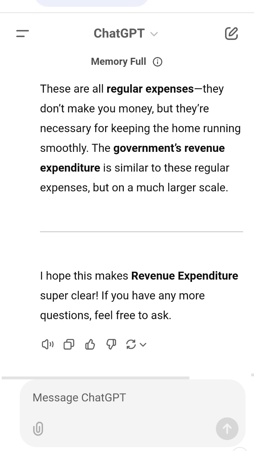Recap of revenue expenditure, what it is, example, and its bills. Day-to-day government spending, paying salaries, subsidies, maintaining law and order. It doesn't create assets or returns once spent. Regular expenses like bills, government paying for services and programs. I hope this explanation makes revenue expenditure super clear for you. Feel free to ask if you need more examples or have any questions.